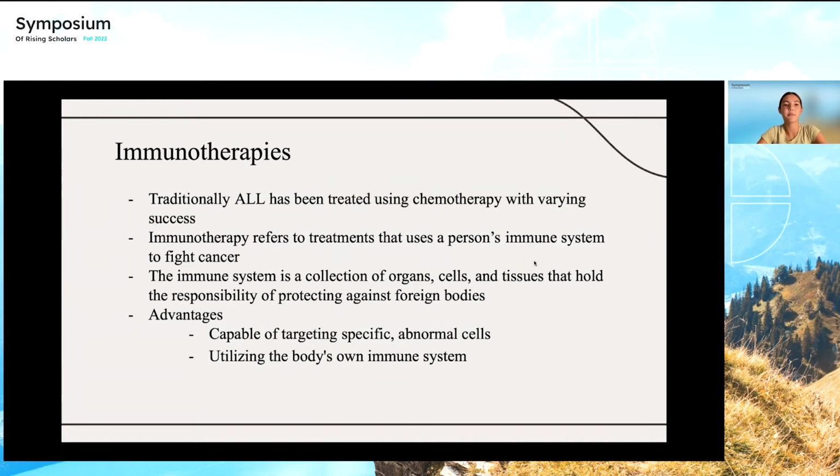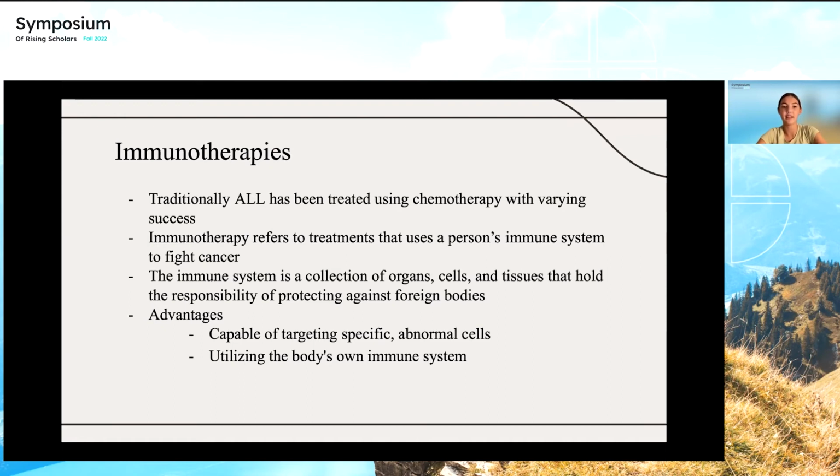So immunotherapies. Traditionally, ALL has been treated using chemotherapy, but this has proven to have varying success. Immunotherapy refers to treatments that use a person's immune system to fight cancer or really any disease in general. The immune system is composed of a collection of organs, cells, and tissues that hold the responsibility of protecting against foreign bodies. There are 2 primary advantages of immunotherapies.